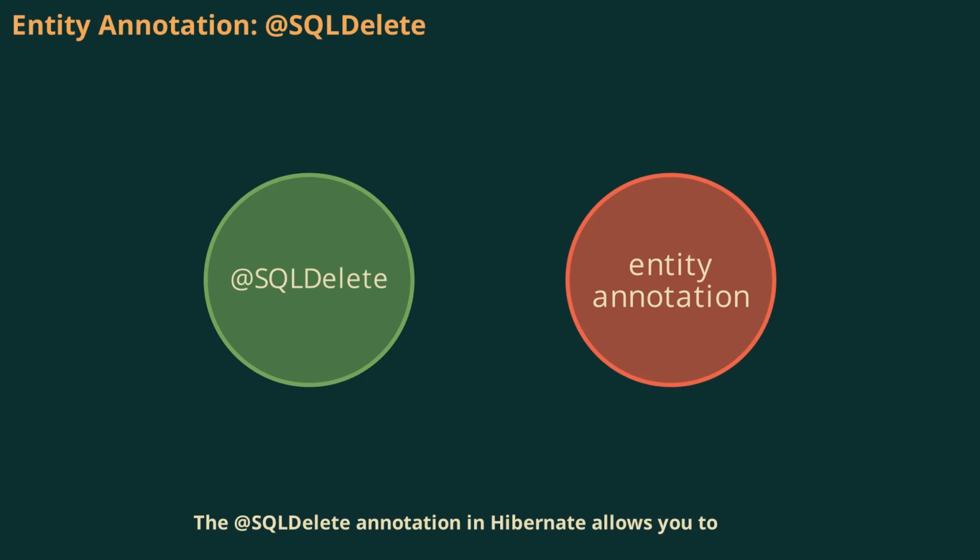The @SQLDelete annotation in Hibernate allows you to customize the SQL executed when an entity is deleted. Instead of removing the record, you can update a flag or status column. This is a powerful way to implement soft deletes, ensuring that the data remains in the database. Interviewers may ask you to explain how @SQLDelete works and provide code examples. Understanding this annotation is essential for senior developer roles.